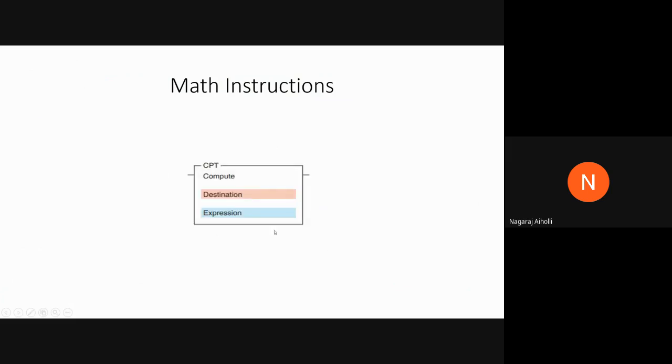This is the mathematical instruction, that is the compute instruction. Here an expression is written, that is a mathematical operation. For example, say A plus B into D or A plus B minus C, something like this is written here. This expression is evaluated, that is it is calculated and the answer will be stored in this destination register. This is how this mathematical instruction, that is CPT or compute, works, right? I hope everyone is following here. Yes.